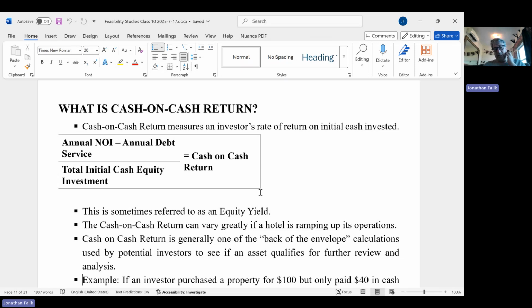So this may start very low and then ramp up. In our first year of operations, when we're not stabilized, what's going to happen? We're going to have a lower net operating income. We might even have more interest expense than net operating income, so our cash on cash return might be negative. By the time we're stabilized, we'll have a positive net operating income, hopefully higher than any interest expense we have, and we'll be able to see what the cash on cash return looks like. A lot of investors want to see cash on cash return stabilized at well above 10%.